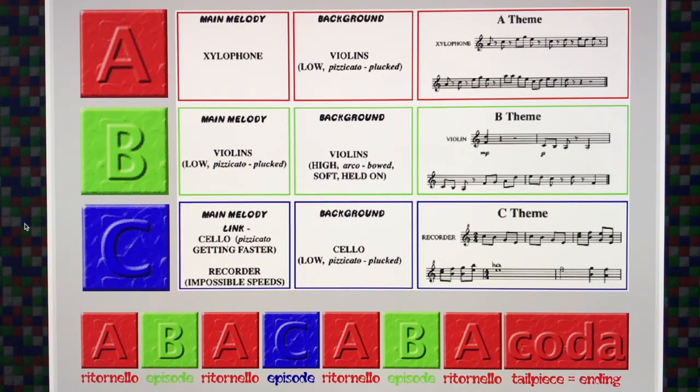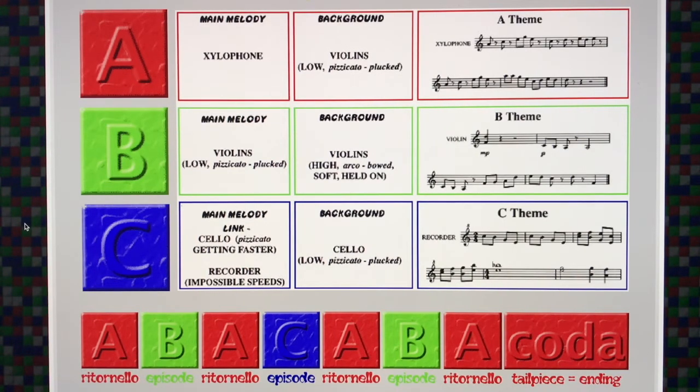Those themes are just the main themes, just at the beginning of each. For the C section, when that comes around, the main melody is now played on the cello pizzicato, so much lower. It gets faster, so it's speeding up.